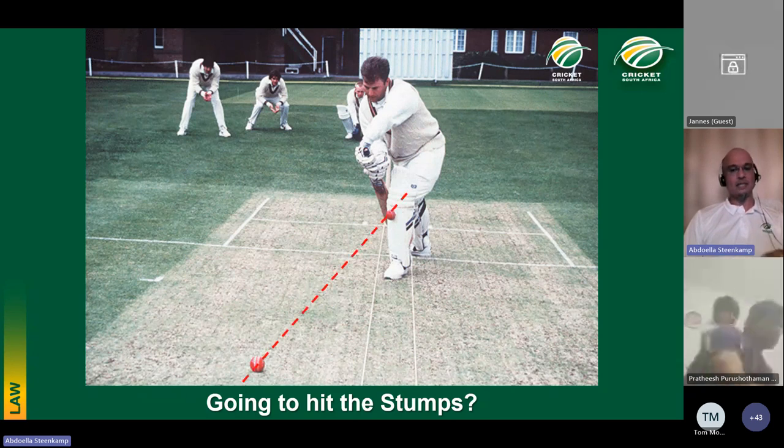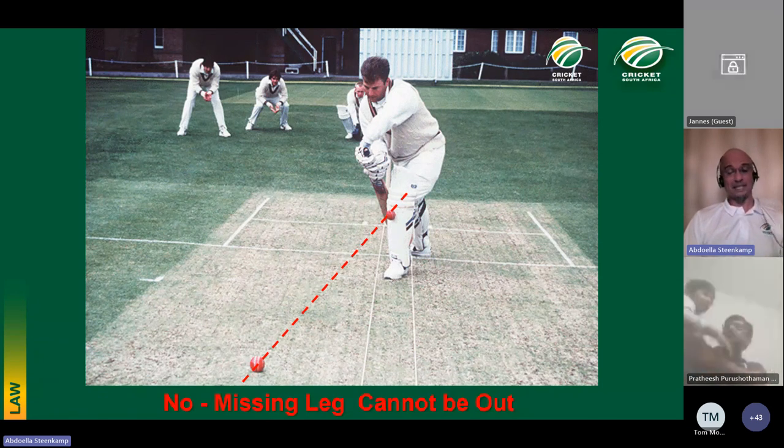Looking at where the ball pitched, looking at how much it came back, looking at the stride that the batter got in, it probably needs to travel another 1.5 meters. I think this is, excuse me, missing leg.